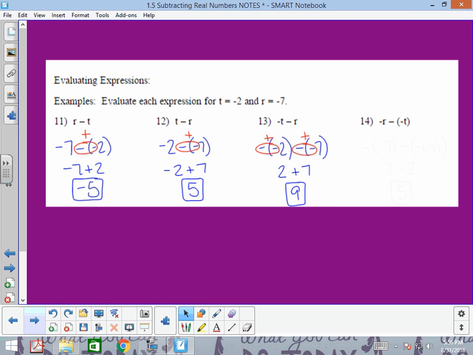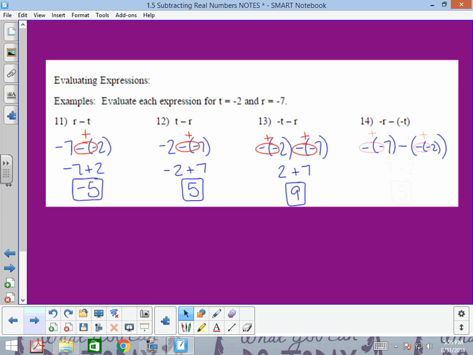All right, on this one, I have negative r. So that's going to be negative 7. Sorry, negative and then negative 7. So it's going to be minus and then parentheses negative 7. Then minus. Then inside that parentheses, we have a minus and then a negative 2. So lots of little minus signs there.